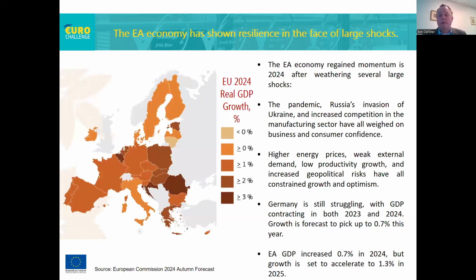So let's talk a little bit more specifically about Europe and what's been going on. In the euro area, there have been some large shocks that the euro area has had to weather over the past few years. And I think the key word is resilience. The euro area has shown a lot of resilience in dealing with these shocks. First, we had the pandemic, which was all over the world, so it was very similar in the US and Europe.